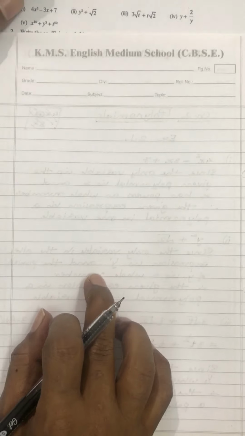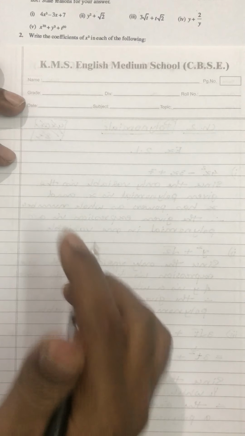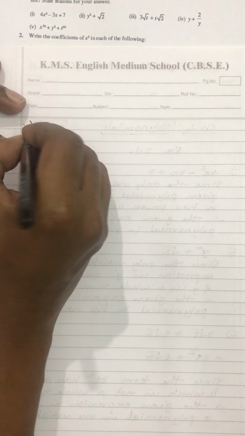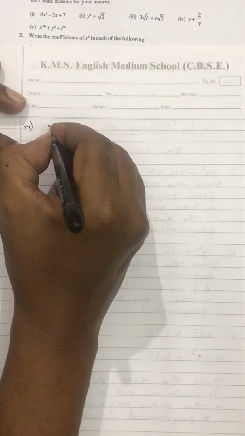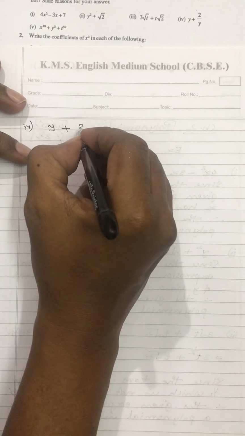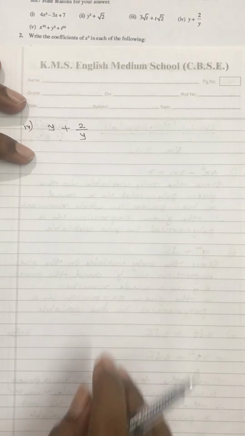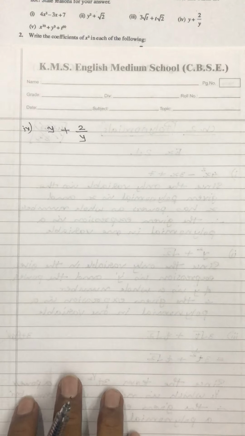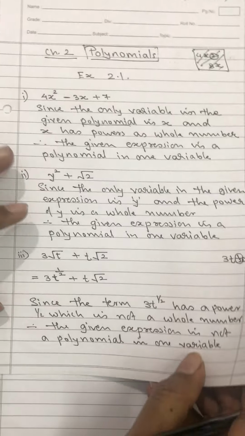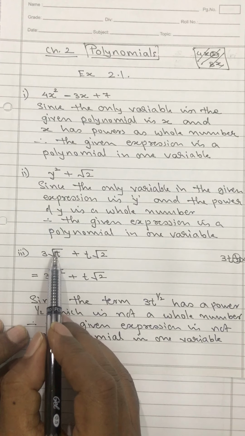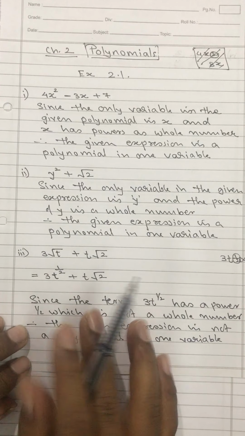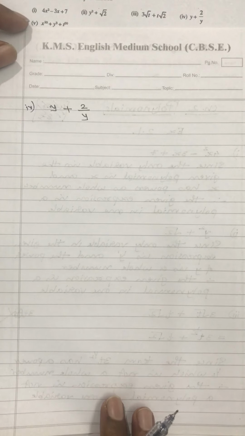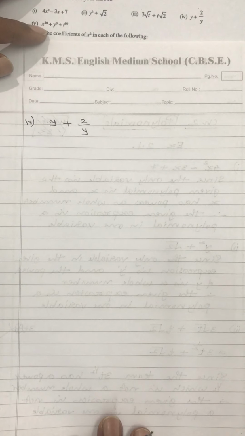The only thing is that you have to consider the variable properly. In the fourth question, again, y plus 2 upon y. The only thing is that now I have to write them in a standard form. See, previously also, standard form means root t should be written in the exponent form. Then it is in the standard form. And here also the y should be written in the numerator, not in the denominator.